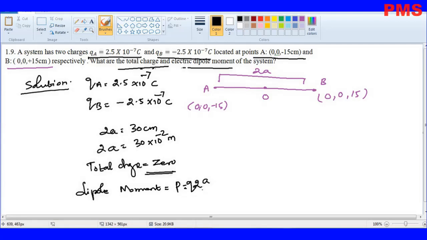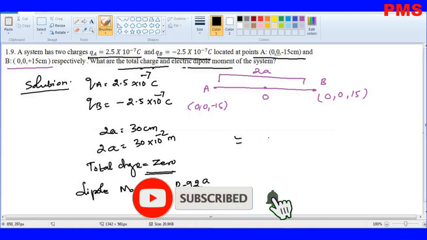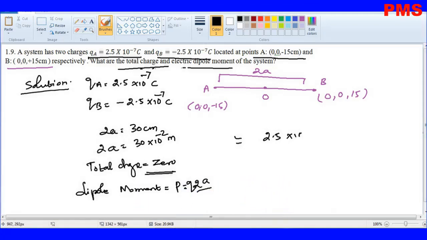The dipole moment formula is P equals Q times 2a. It is a standard formula, where P denotes the electric dipole moment. The charge value is 2.5 times 10 power minus 7 coulomb, and 2a, as we already found, is the distance between the two charges, 30 times 10 power minus 2 meter. Just multiply, dear students.